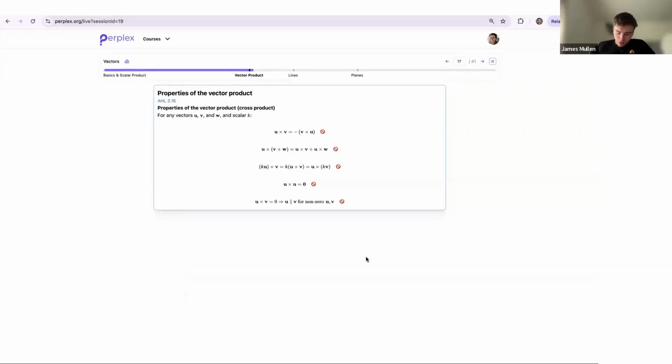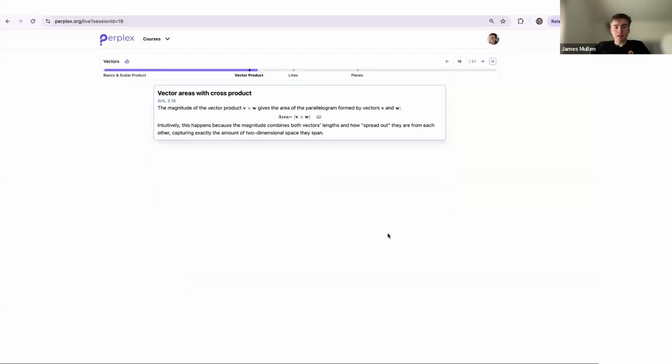All right. Now, u cross v is equal to 0 means that u and v are parallel, for any u and v that are non-zero. All right. So that's another interesting property, and it's actually the general case of this u crossed with itself being 0. If it gives me 0, it's because the two vectors are parallel. Okay.